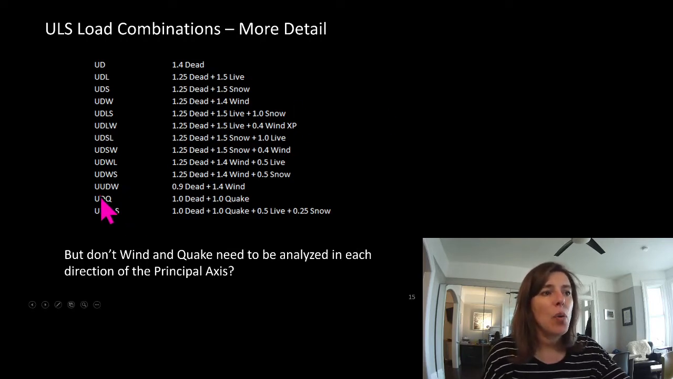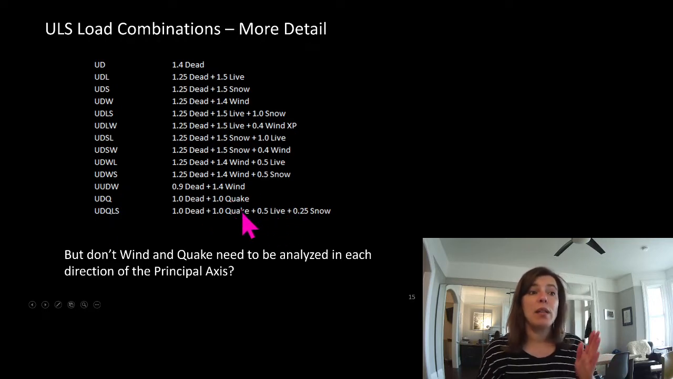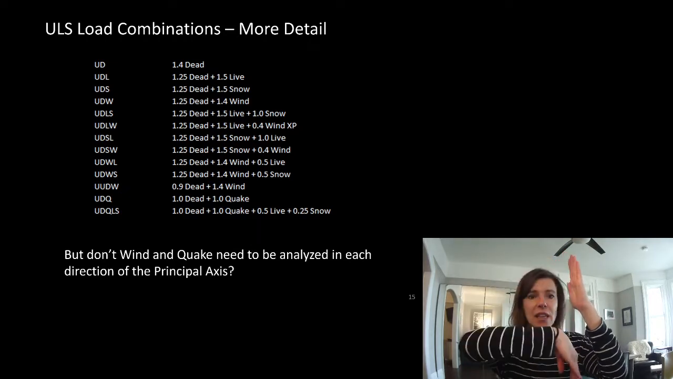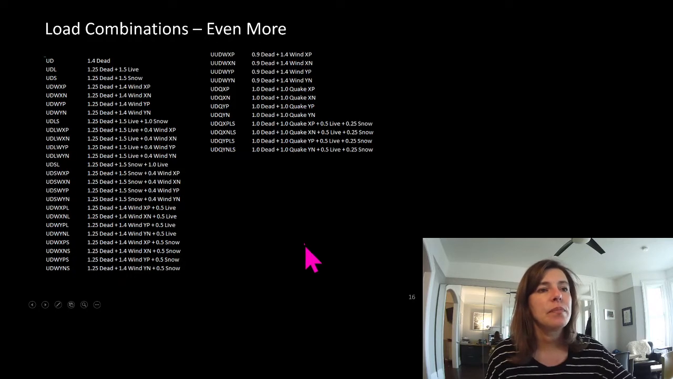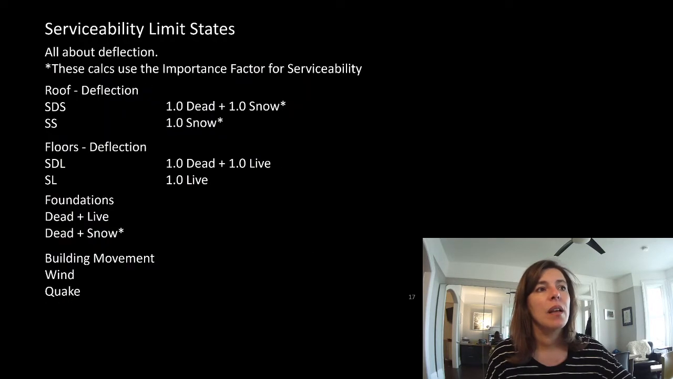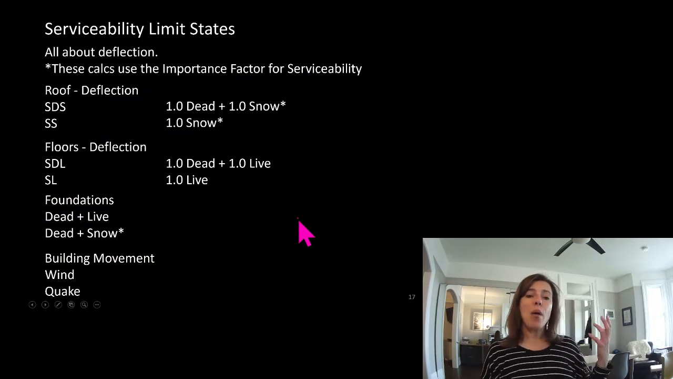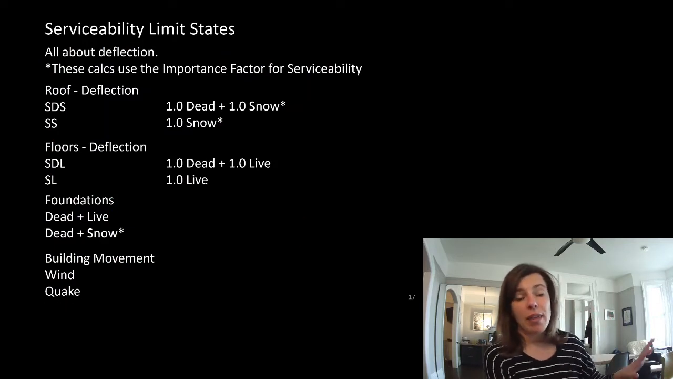And you can see that earthquake has 2 different combinations, because if the earthquake load is lifting up, we use dead load to keep it down, but we wouldn't want to assume that live and snow are helping to keep it down. So those were our strength cases.